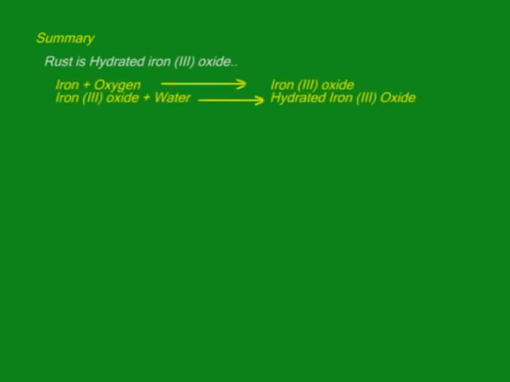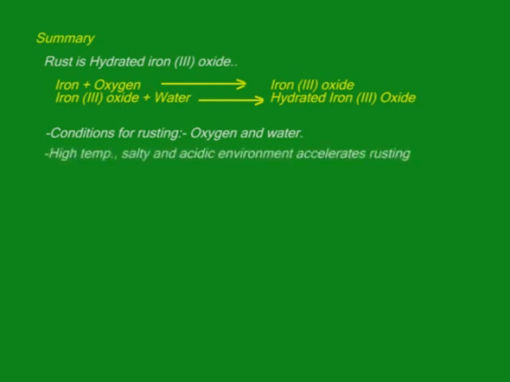Now, in summary, rust is hydrated iron(III) oxide. The reactions that occur can be represented as follows. Iron reacts with oxygen to form iron(III) oxide. It is this iron(III) oxide that then combines with water or moisture to form hydrated iron(III) oxide. The conditions necessary for rusting are the presence of oxygen and moisture. High temperature and acidic or salty environments accelerate the process of rusting.